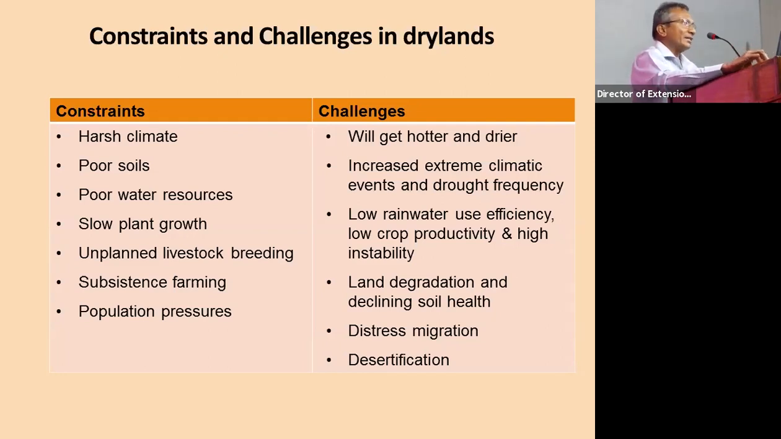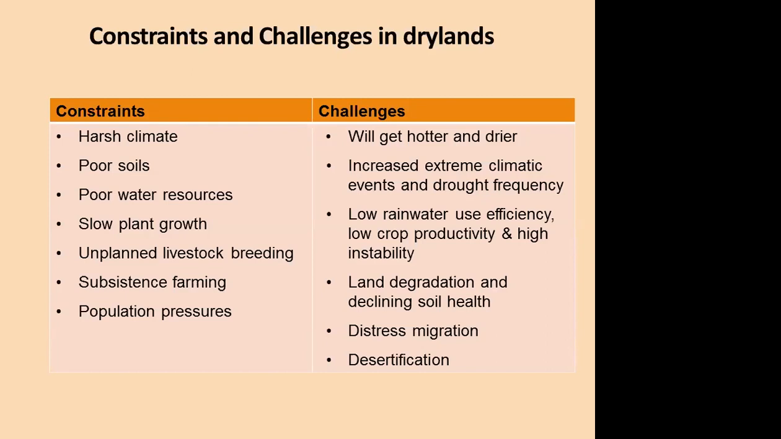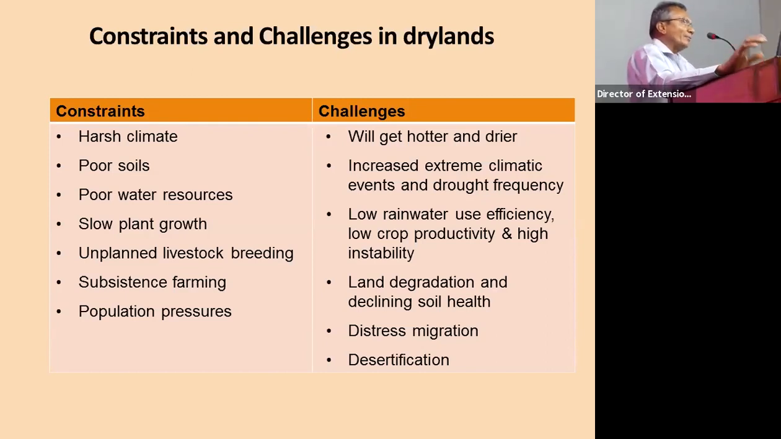So this is also one of the constraints in dryland agriculture, and the population pressure. We are multiplying arithmetically. Our population is going to exceed or supersede the Chinese population by the end of this year. This is also one of the pressures, that too in the dryland areas. And the challenge is that it will get hotter and drier, with increased extreme climatic events and drought frequency. So we cannot forecast the rain exactly because of the arid situations. In temperate regions like European, South American or North American countries, mostly North American countries, they are able to predict exactly because the vagaries are very less. They are able to predict the rainfall.